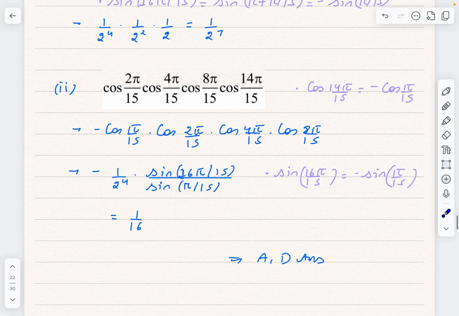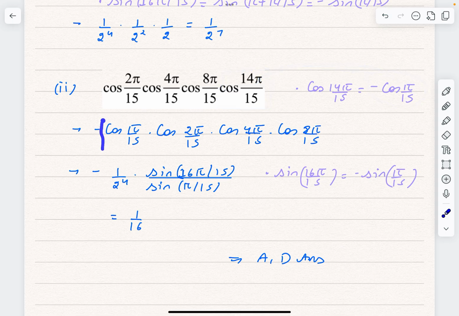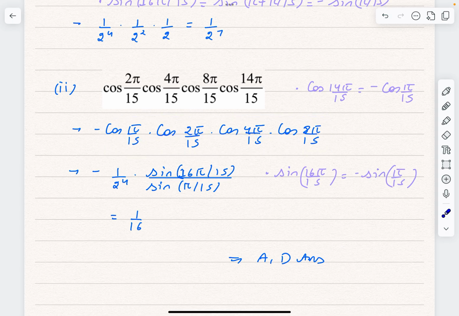Second one. Same way, cos 14 pi by 15 we can also write as minus cos pi by 15. Same, the sum of the angles will be pi. So you get minus cos pi by 15, cos 2 pi by 15 up to cos 8 pi by 15. With the formula again, you get minus outside, 1 by 2 power 4, sine 16 pi by 15 by sine pi by 15. Again, they will be negative of each other. So the minus gets cancelled, and you get 1 by 16. That's the final answer then.